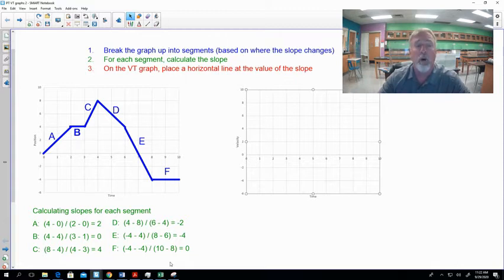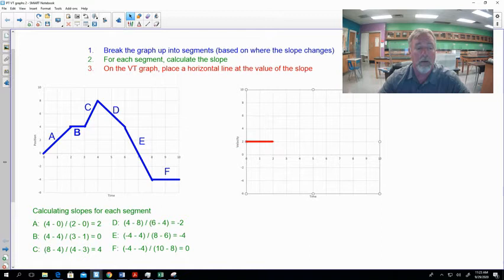Now that we know our slopes, we're ready to do step 3. On our VT graph, let's place a horizontal line at the value of each slope. For segment A, its slope is 2. So between 0 and 2 seconds, we're going to have a red line for our velocity that's constant. It's flat, and it's going to have the value of 2. That represents the slope of that first segment A.